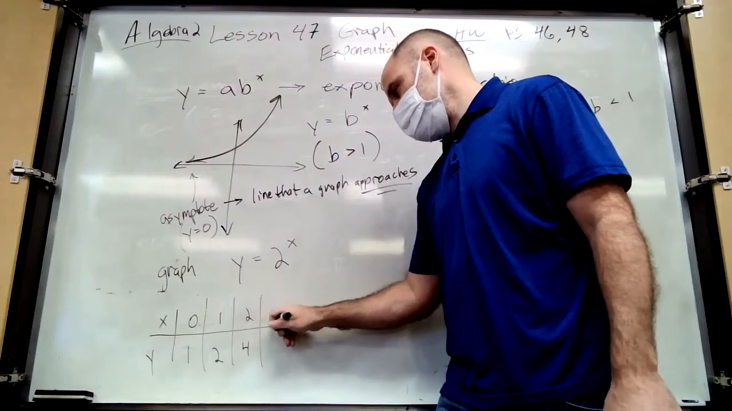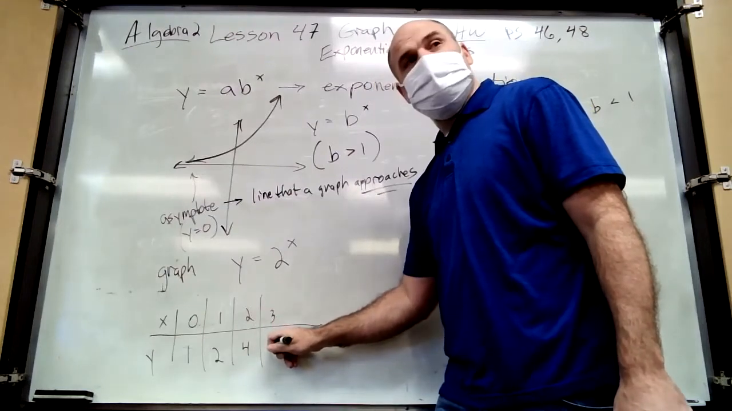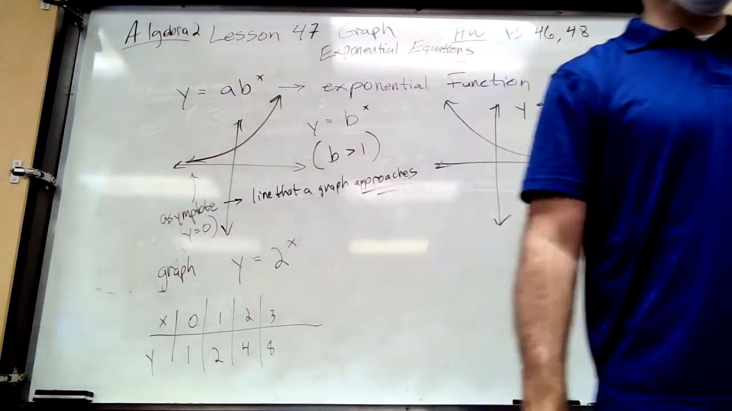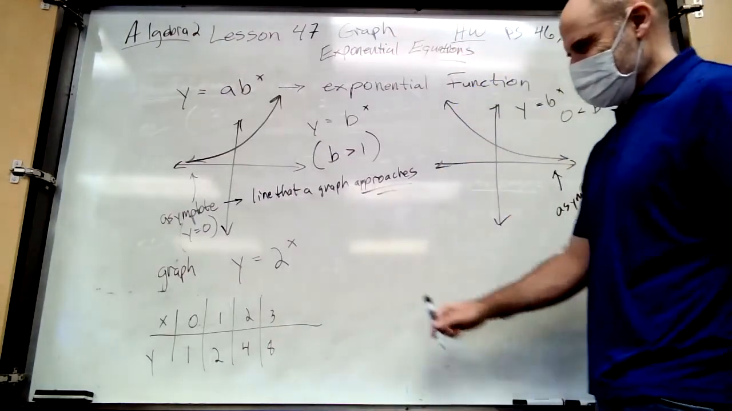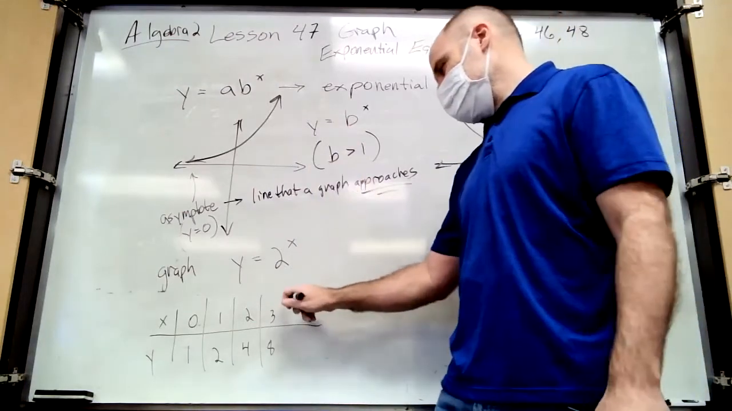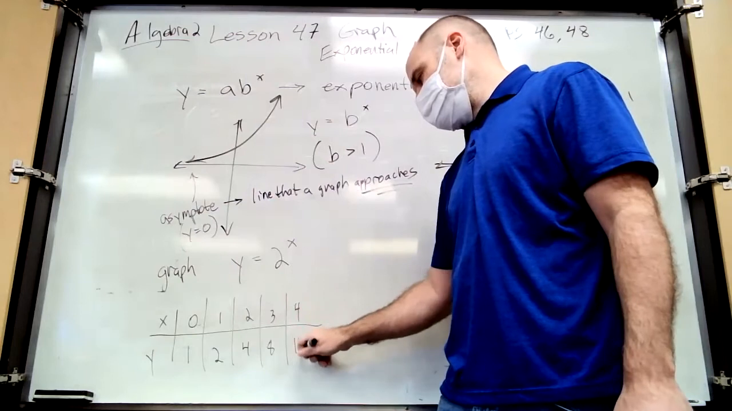4. Then 3 is 8, and 4 would be 16. I won't tell my Algebra 1 students. 2 to the third is 2 times 2 times 2, right? And then 4 would be 16, okay?